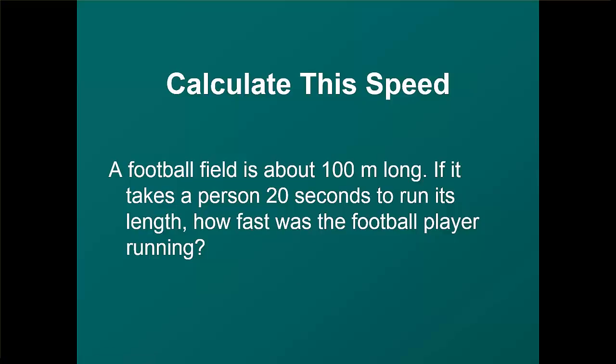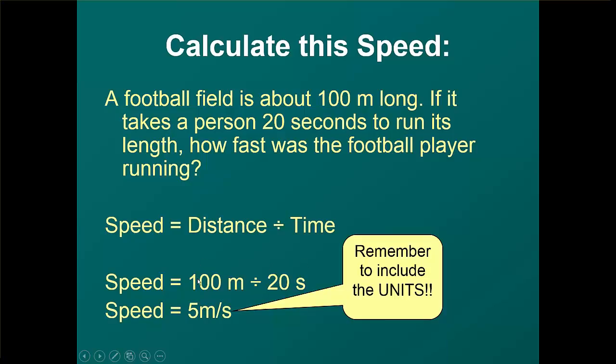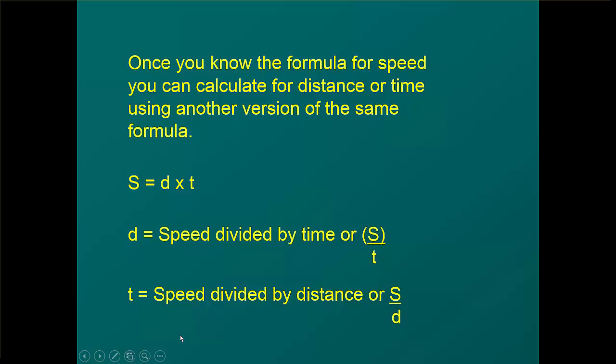We know speed is distance divided by time. The distance is 100 meters. The time is 20 seconds. So the math should be pretty simple. 100 meters divided by 20 seconds is 5 meters per second. Again, remember to always use the units. If you just put a number, that is not a measurement like speed would be. A measurement like speed would always have a unit and a value.